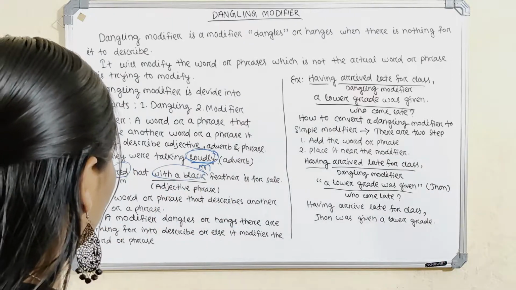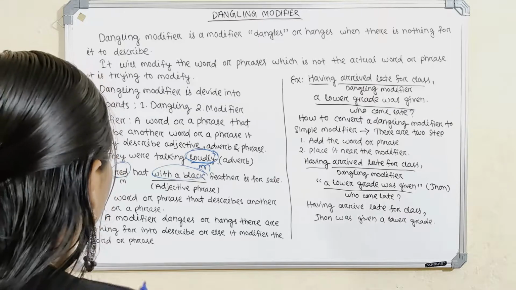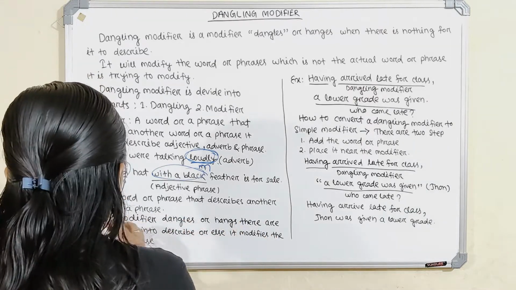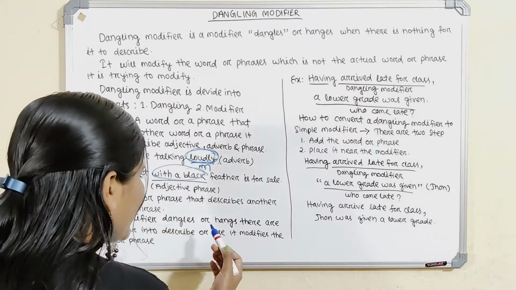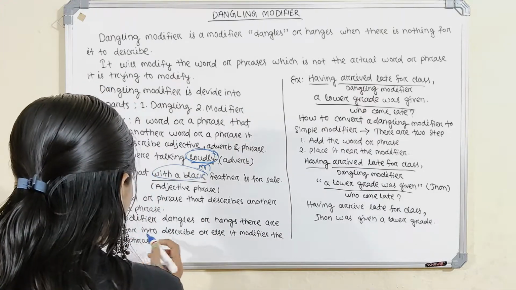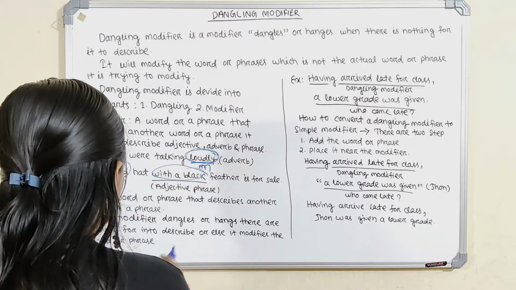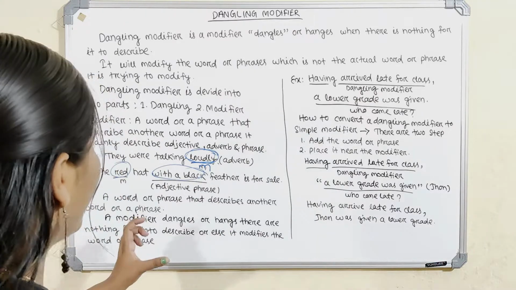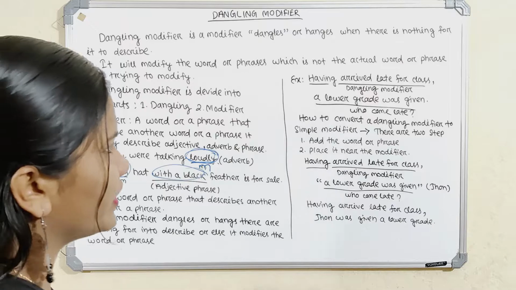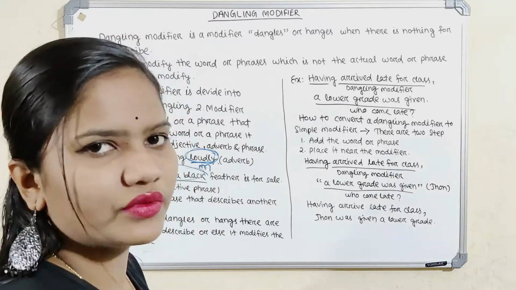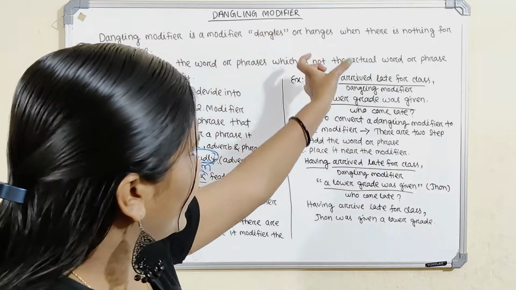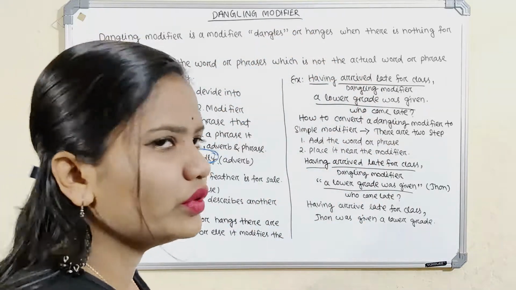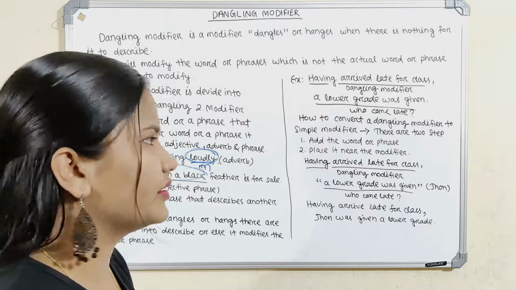Then we will know what a dangling modifier is. A word or phrase that describes another word or phrase is called a modifier. A modifier dangles or hangs when there is nothing for it to describe. When the modifier has nothing to describe, in that case we use a dangling modifier. It dangles or hangs when there is nothing to describe. It is called a dangling modifier.